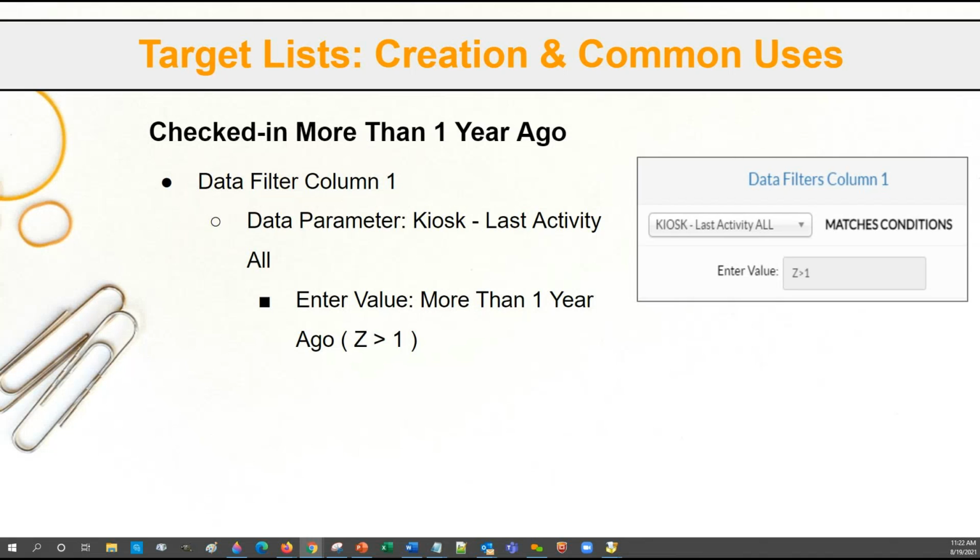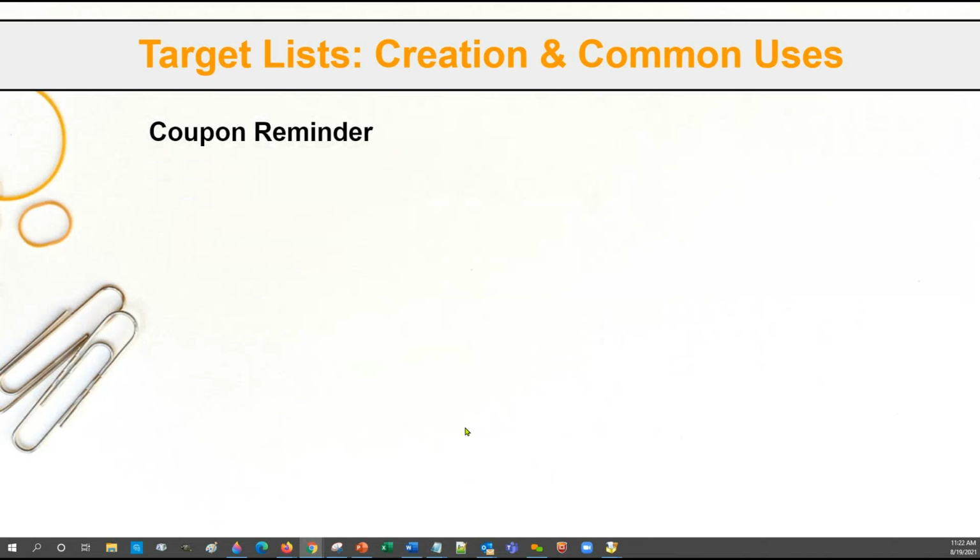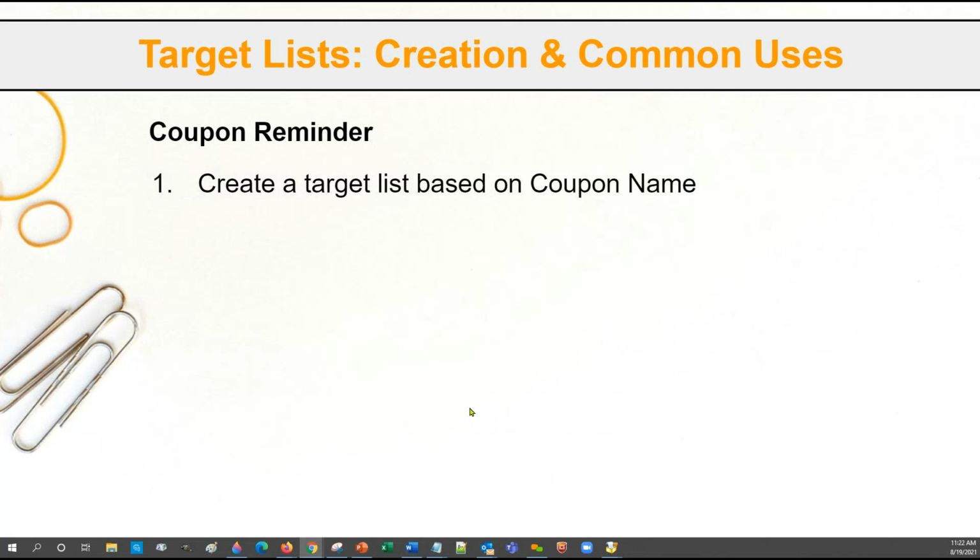Now let's take a look at a little bit more complex list setup. For this example, we want to produce a list of people that haven't yet used their coupon so that we can send them a reminder to redeem it before it's too late. This is called a coupon reminder.